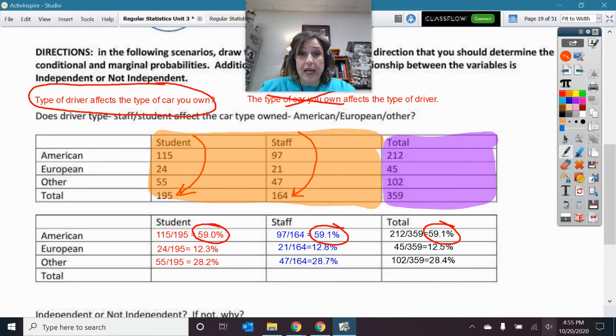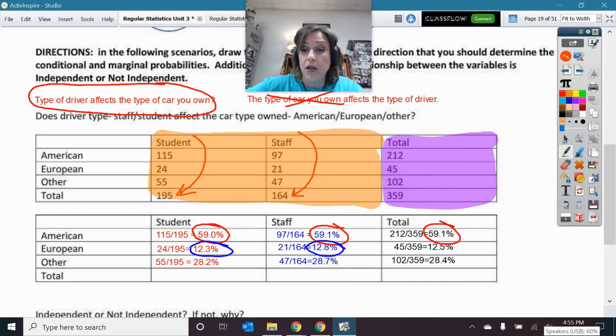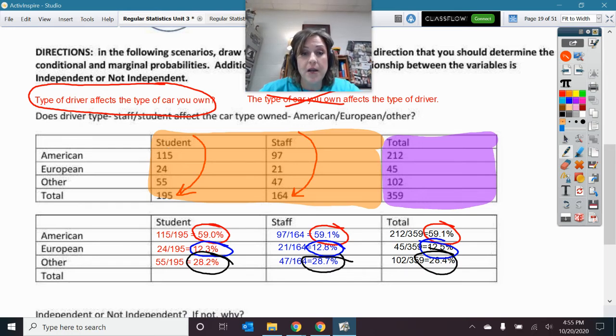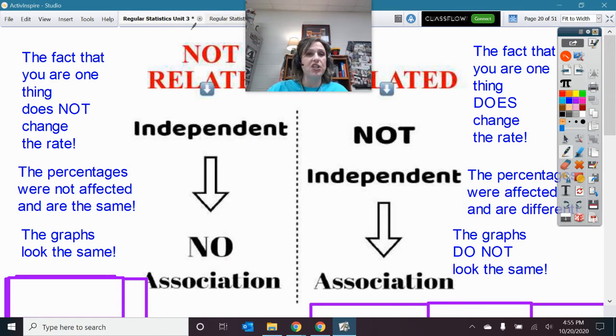All right, look. Is the fact that you're a student or staff affecting the rate at which you own a European car? And that answer is no. Very interesting. And the last thing, is the fact that you're a student or staff changing the rate at which you own another kind of car? No, it's not. So I can see in every single type of car, the fact that you're a student or staff does not change the rate. So what does that mean? Is it independent? Independent, independent, independent. When the fact that you are one thing does not change the rate.